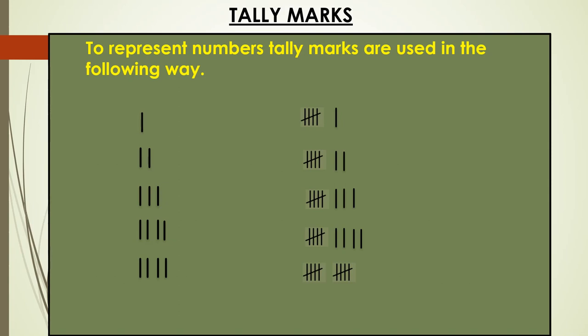One vertical bar is 1. Two vertical bars is 2. Three vertical bars is 3. Four vertical bars is 4. Four vertical bars and one slanting bar is 5. 5 plus 1 is 6. 5 plus 2 is 7. 5 plus 3 is 8. 5 plus 4 is 9. And 5 plus 5 is 10.